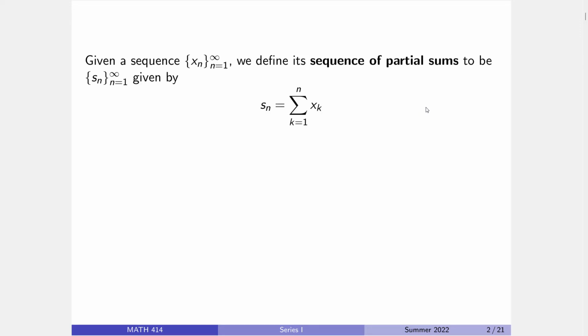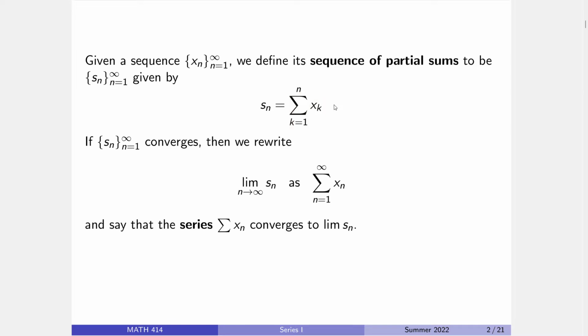All right. So, given a sequence, we define its sequence of partial sums to be the following sequence. Give me the original sequence, and I'll create a new one by adding up all of the terms. And that's it. That's the story. That's all it is. And the interesting thing, of course, with any sequence that we create, is whether or not it converges.